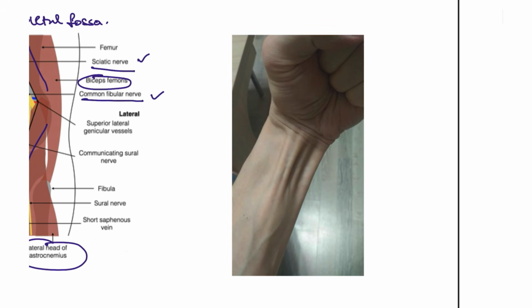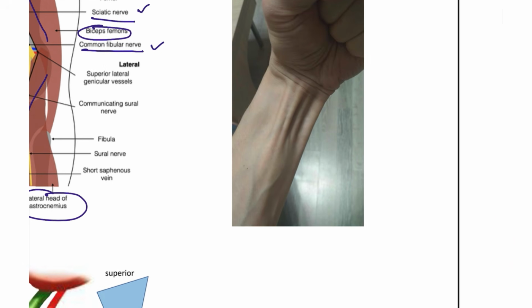Next, this is an image based question that has been asked. This is your thumb side, and this is your ulnar side. What are the muscle tendons passing here? This thick one is known as the palmaris longus tendon.